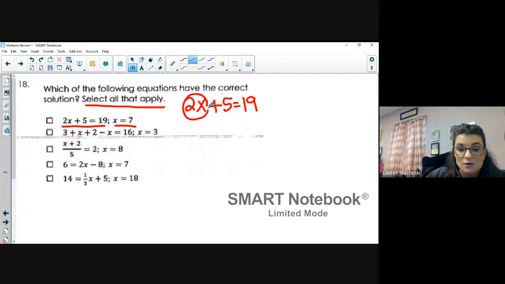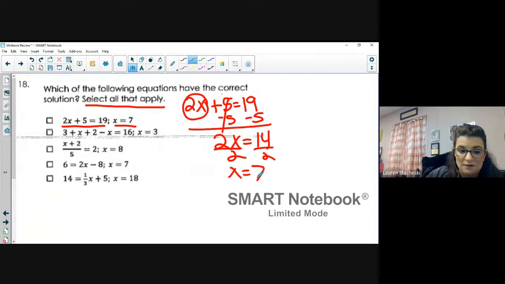I can't touch 2x till I get rid of plus 5, so minus 5. So 2x equals 14, and if I divide by 2, x equals 7. So that one works.